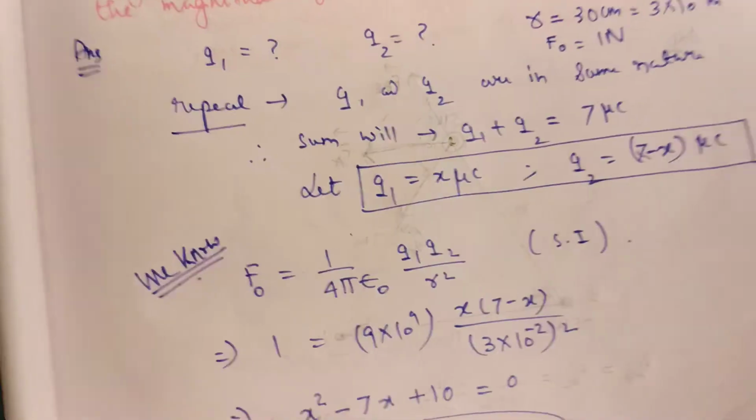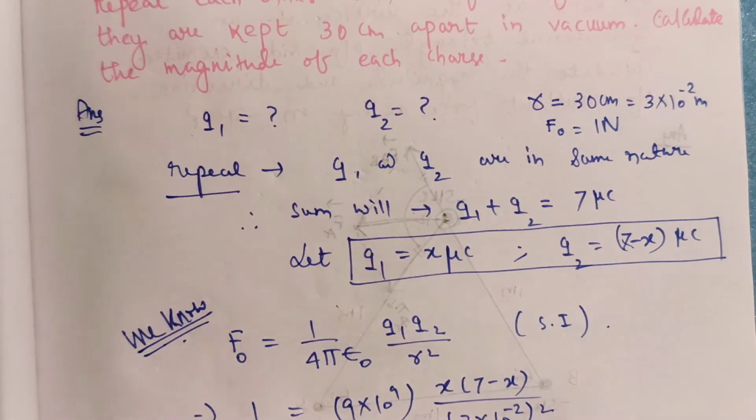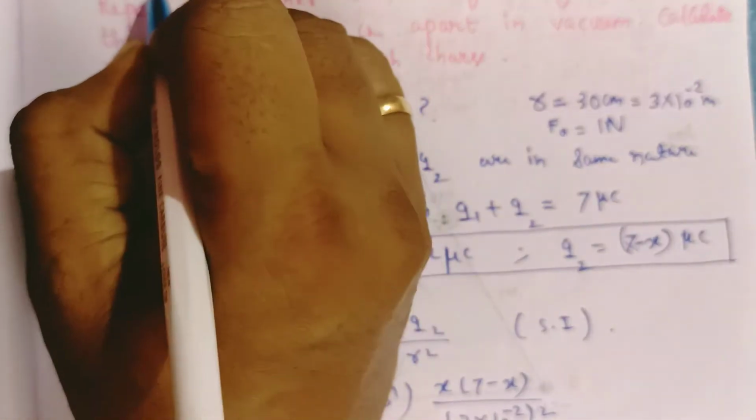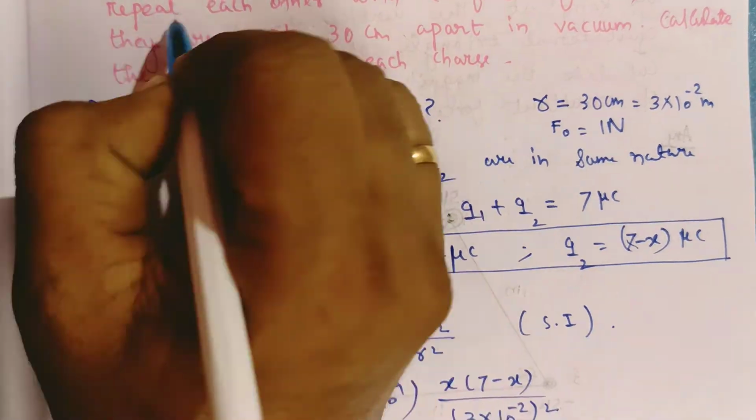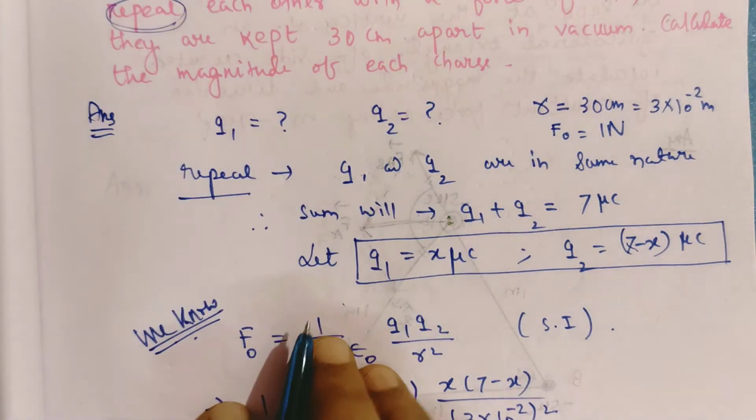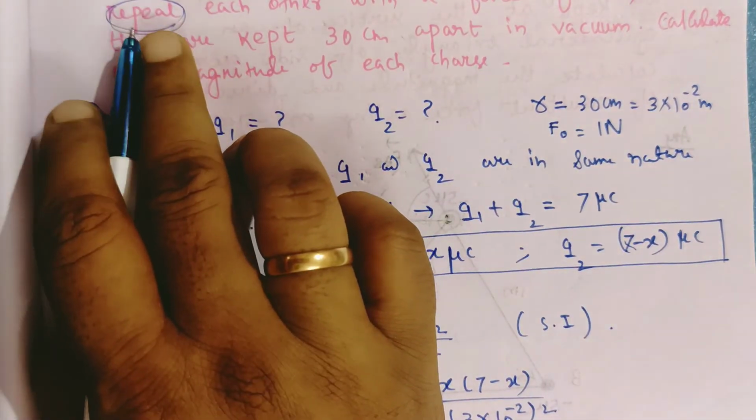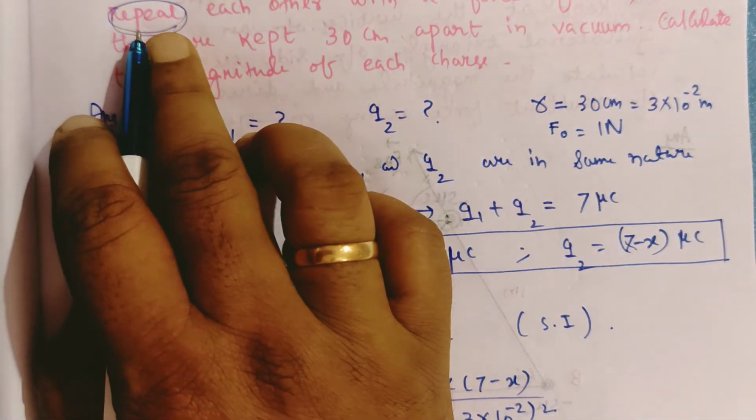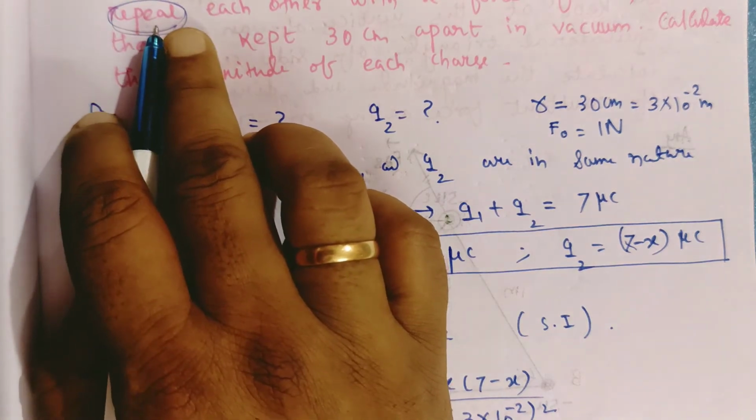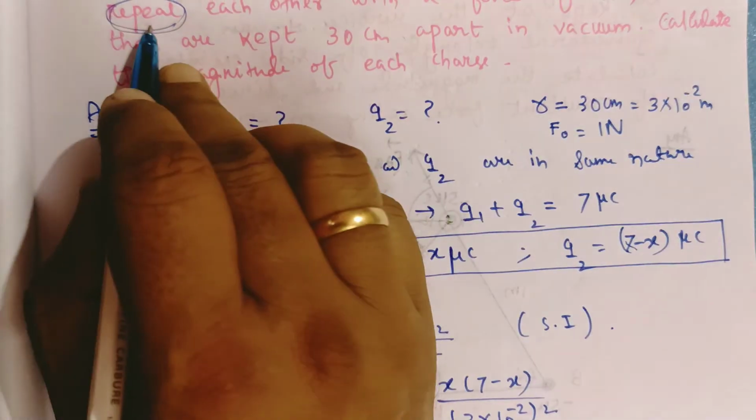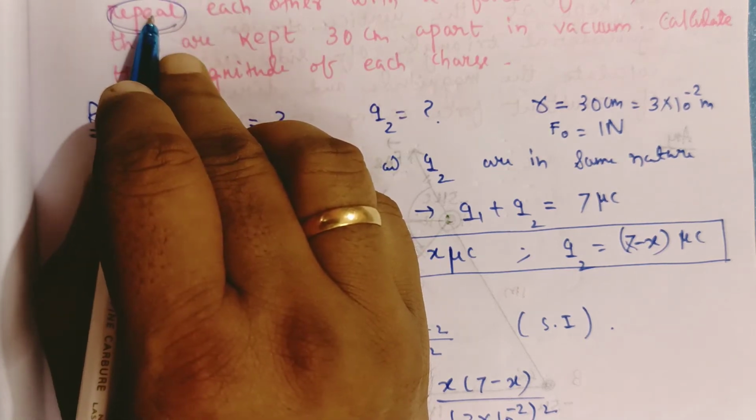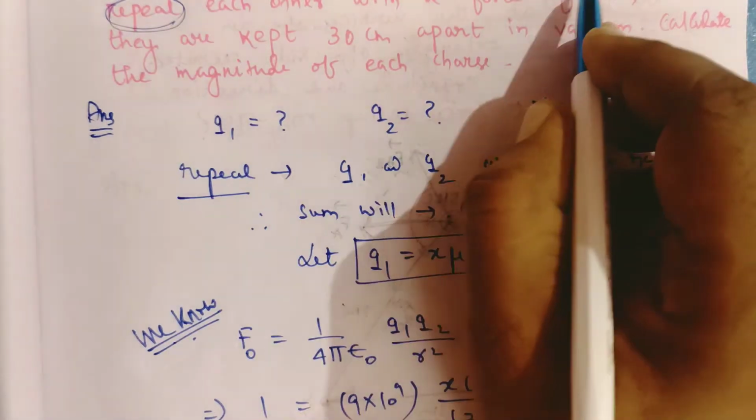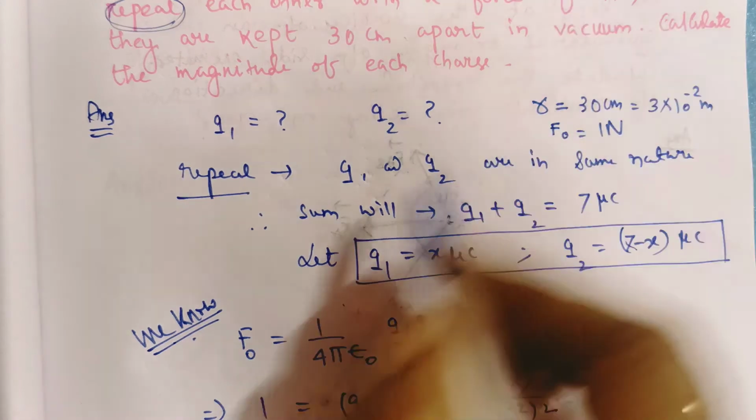Then we will proceed for next. The sum of 2 point charges is 7 microcoulomb and they repel each other. Repel each other means they are the same in nature, either both positive or both negative. So you can say that q1 plus q2 is equal to 7. If they attract each other, then they are opposite in nature. In that question you will write q1 minus q2 is equal to 7 microcoulomb.